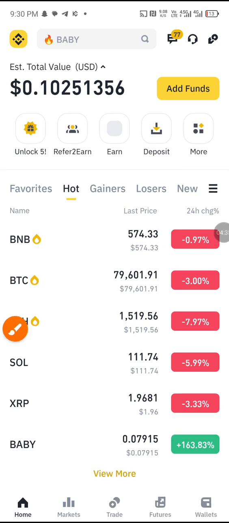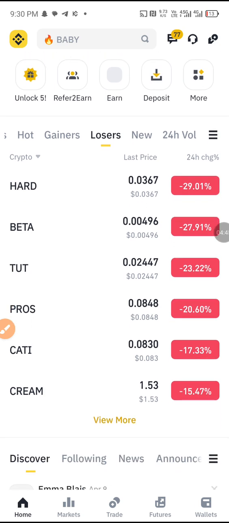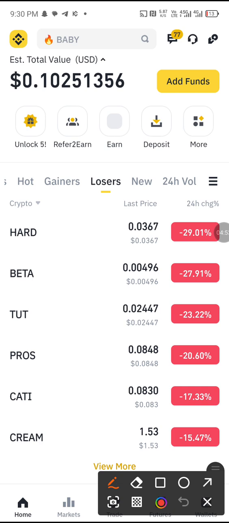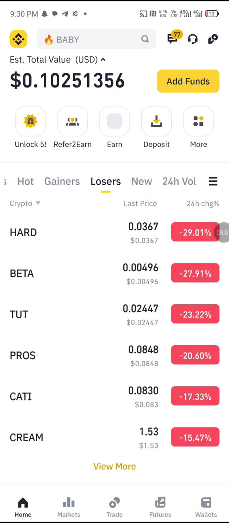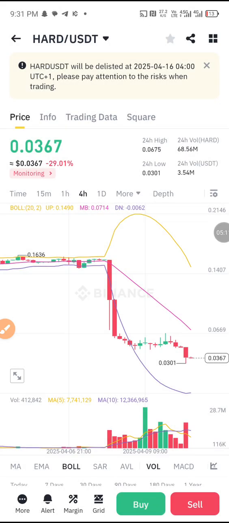So every coin here is assumed to have been going down for a while, without profit. If you come to this place now, you look at the ones with the highest negativity. You can see this one has the highest negativity, minus 29. You can see another one next, which is Beta, which also has a high negativity.